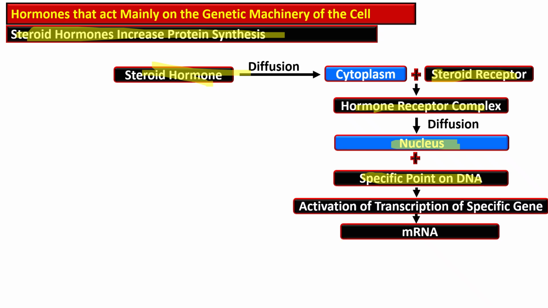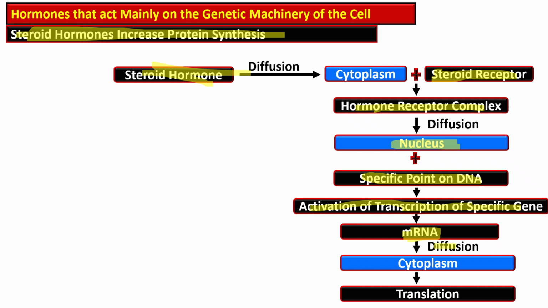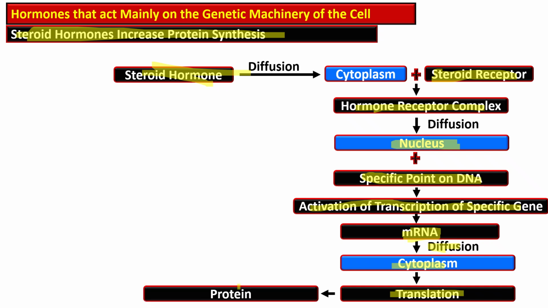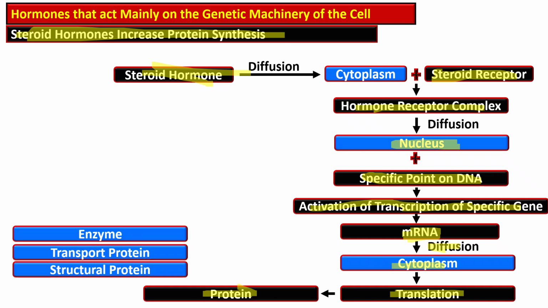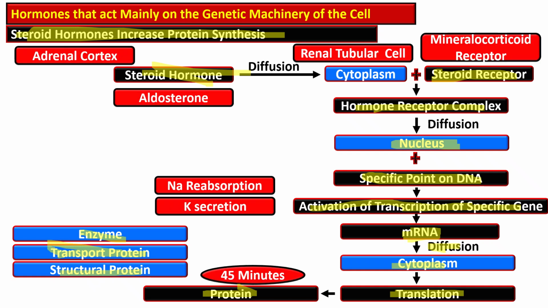After the activation of DNA, there is activation of transcription of a specific gene that results in messenger RNA formation, and through diffusion this messenger RNA goes to the cytoplasm, and in the endoplasmic reticulum there is the start of the translation that results in the protein formation. So this protein can be an enzyme, it can be a transport protein or any structural protein.